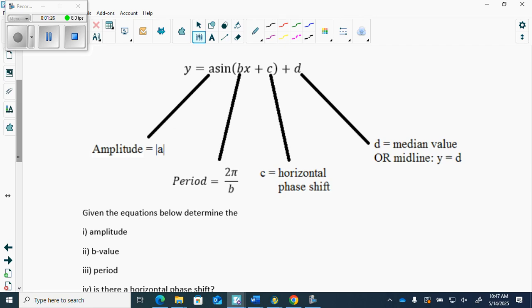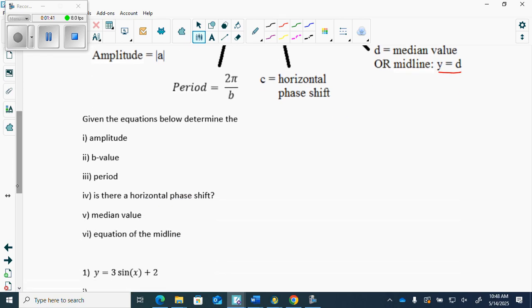And the median value is just what D is. Your midline is Y equals D. So if you want the midline, you just go Y equals D. If you want the median value, you just tell me it is D. Because the midline is a line. Okay. For all the equations below, we're going to find these things.